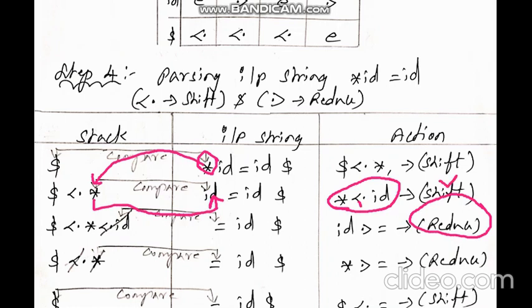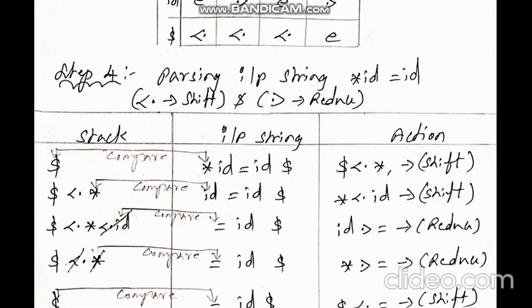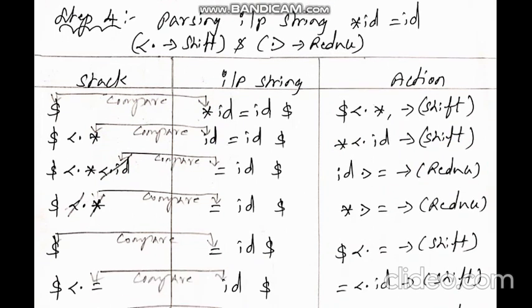So again, I am shifting. That is, this ID has been shifted. You can check it in the second part, right? So the ID has been shifted. So let me scroll up and tell you how exactly this has been getting reduced.